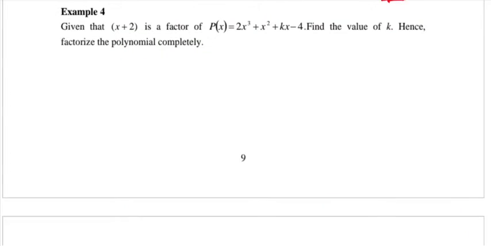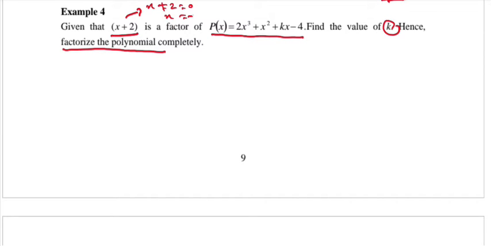Now let's look at example 4. Given that x plus 2 is a factor of this polynomial, find the value of k. Hence factorize the polynomial completely. Okay, so x plus 2 is a factor of this polynomial. So what is the x value that we should substitute? Just equate it to 0 and you find the x value that we should substitute is negative 2. Substitute into this polynomial. Remember, the keyword here is factor. Whenever it's a factor of the polynomial, the remainder should be equal to 0.